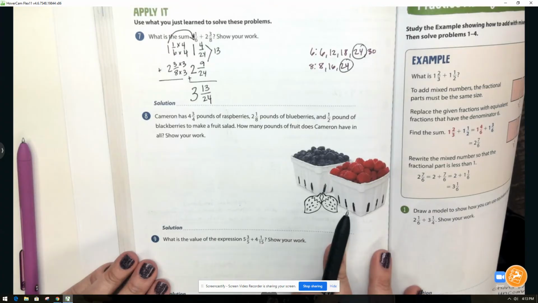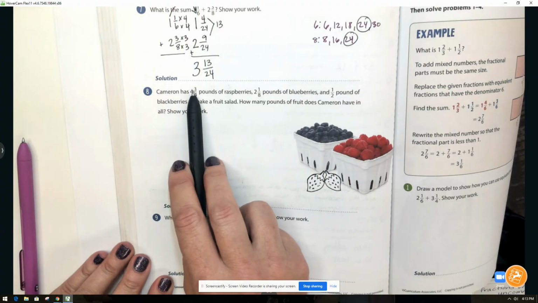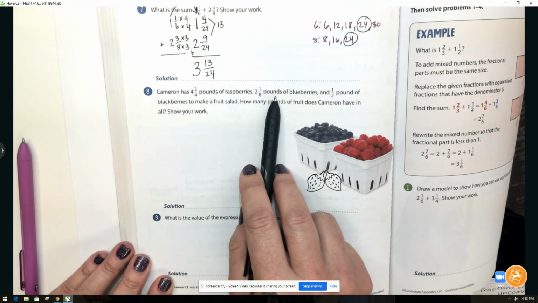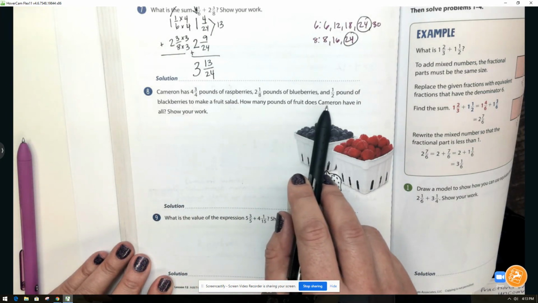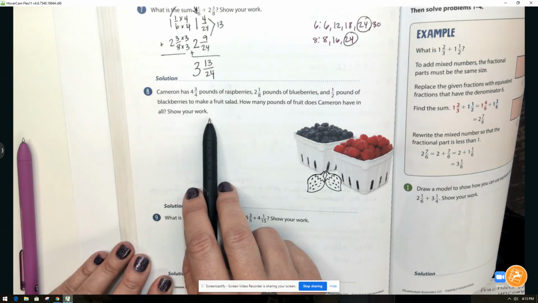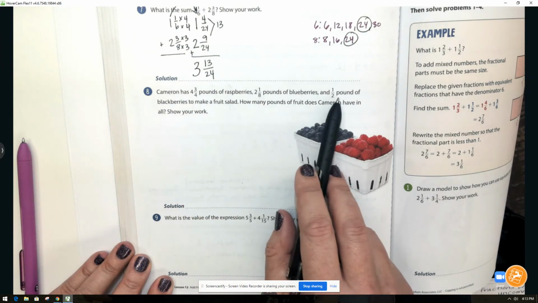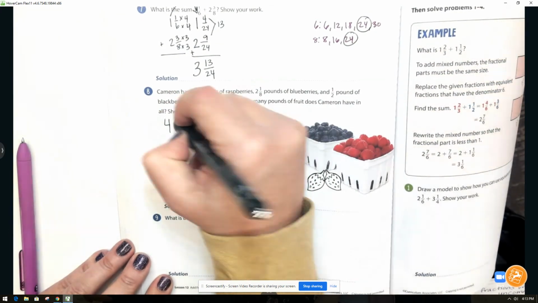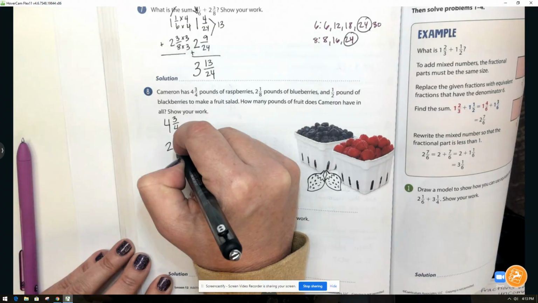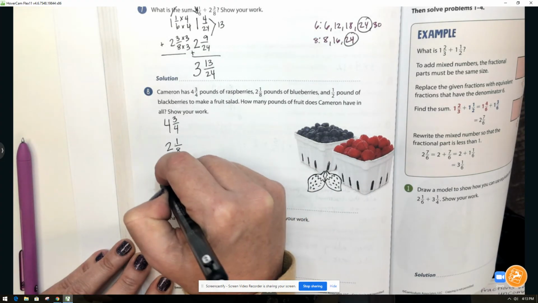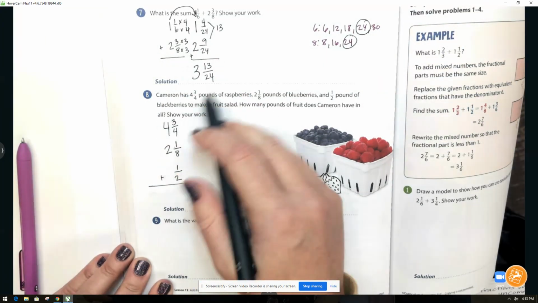Okay, so what I would like for you to do is numbers 8 and 9 on your own. Number 8 says Cameron has 4 3/4 pounds of raspberries, 2 1/8 pounds of blueberries, and 1/2 of a pound of blackberries to make a fruit salad. How many pounds of fruit does Cameron have in all? Show your work. If I were you, there's actually a common denominator for 4, 8, and 2, so go ahead and add them all at the same time. The problem won't be any different. It will just be a little harder because you're adding 3 numbers instead of just 2, but you can still do it. It will still work the same way.